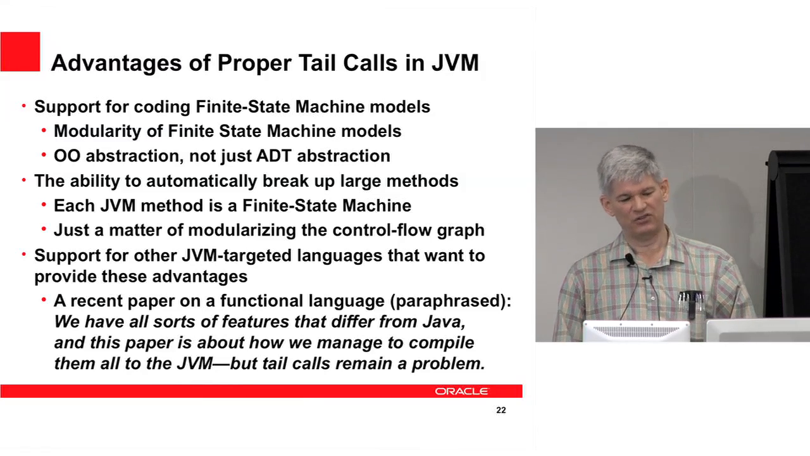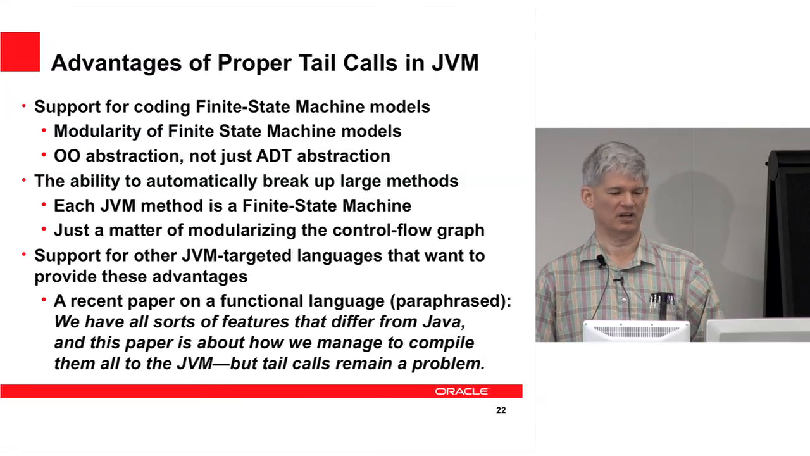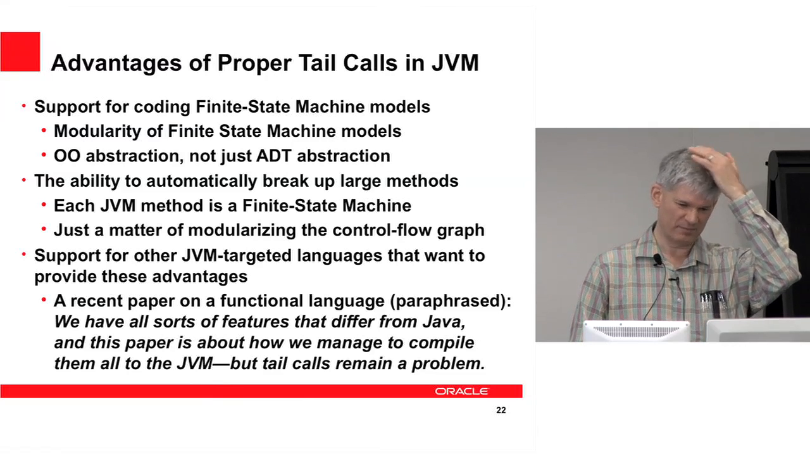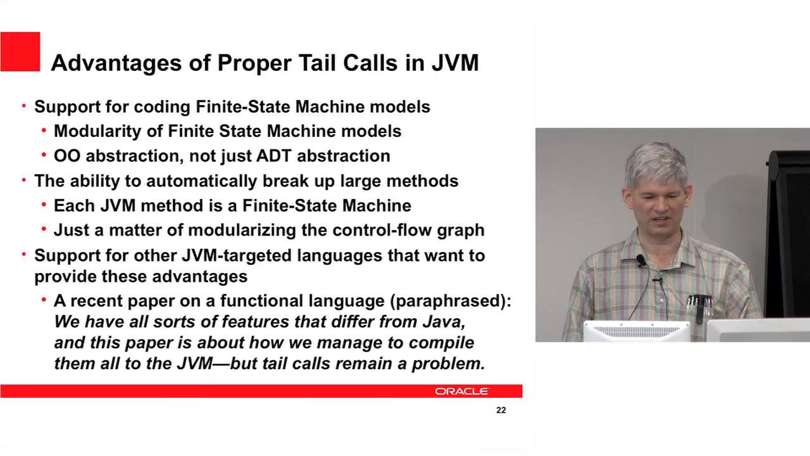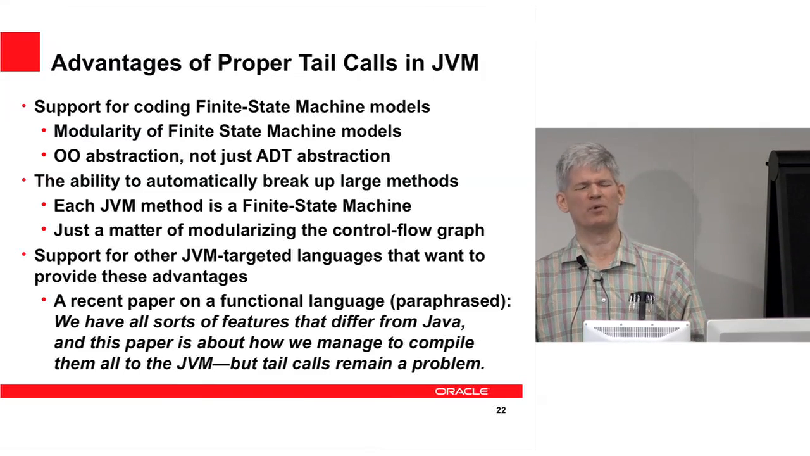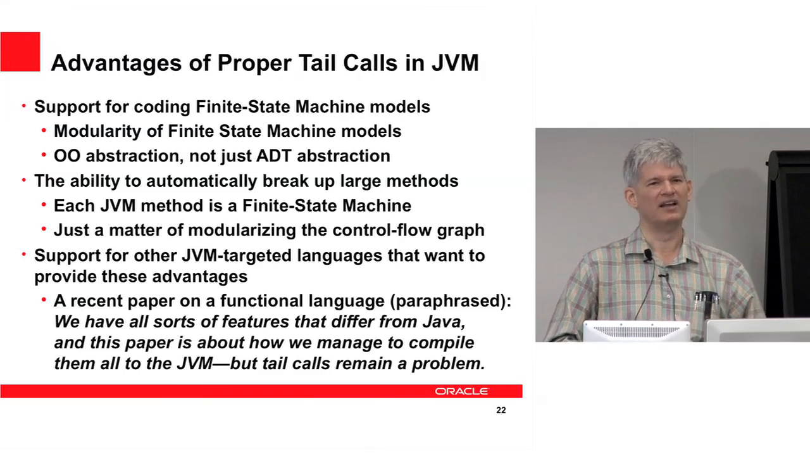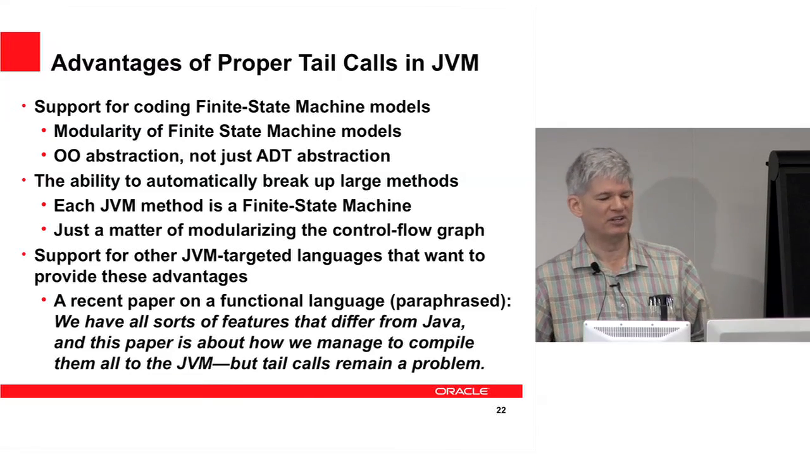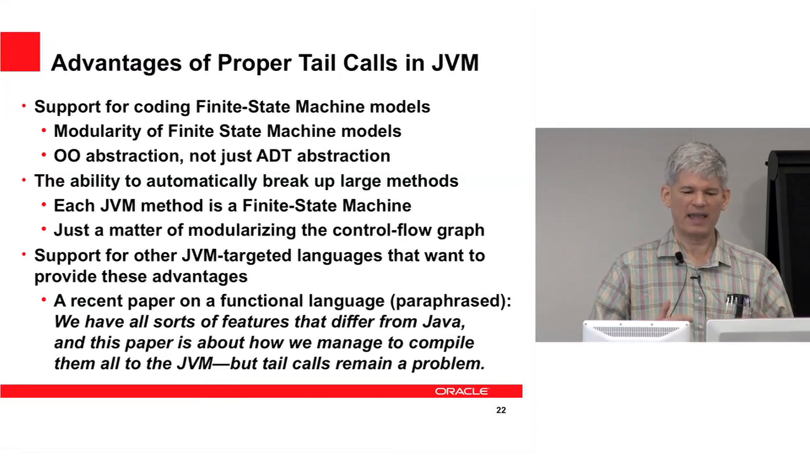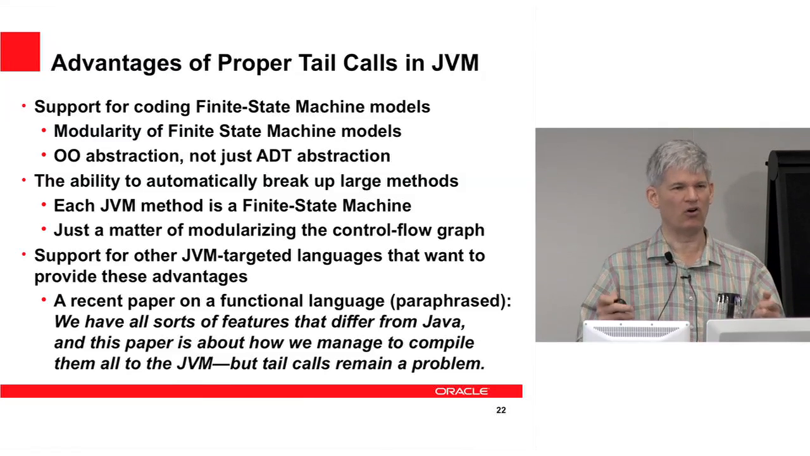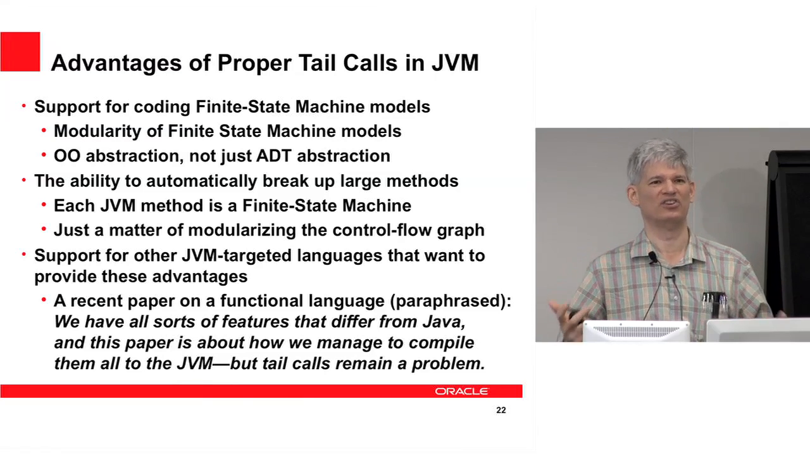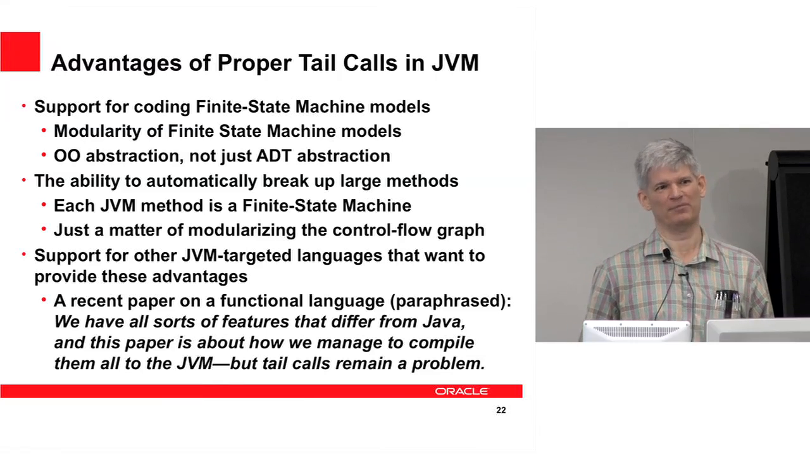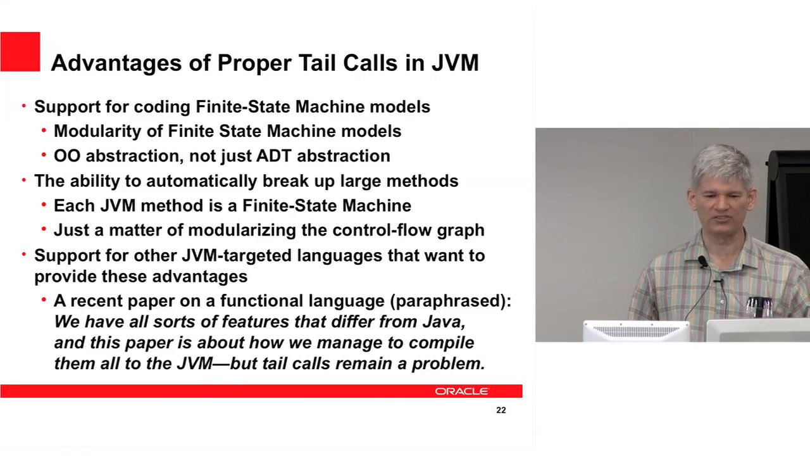I was recently asked to review a paper for a certain journal, and this is a paper on a functional language, and because that paper is still under review, I can't break confidentiality. But I will paraphrase one remark from that paper, and he said roughly, our functional language has all sorts of great features, and they're very different from Java, and it's all funky and wonderful. And this paper is about how we managed to compile these all to JVM, even though JVM wasn't designed for them. But the one remaining problem is tail calls. We can't seem to overcome that, and this is a real pain for us.